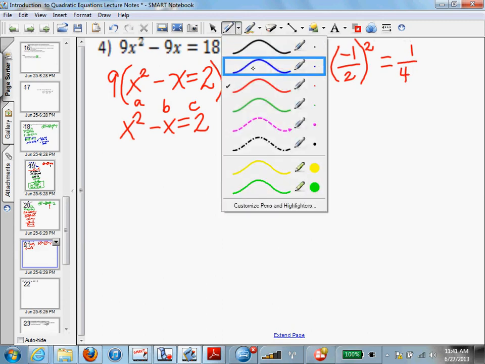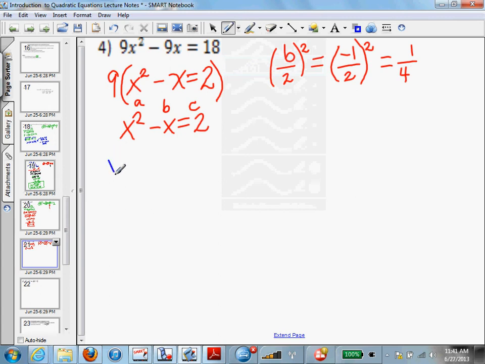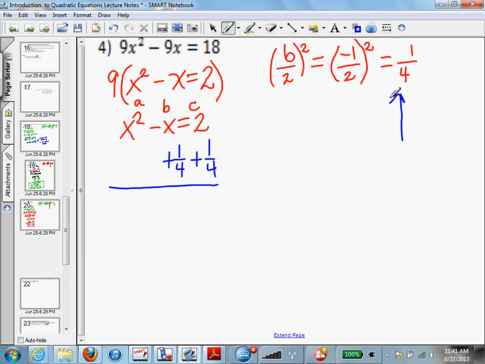So now we can add 1/4 to each piece of the equation. So it's going to be x squared minus x plus 1/4 equals, and over here you can think of 2 as 8 over 4. So you have 8 over 4 plus 1 over 4, or just 9 over 4.